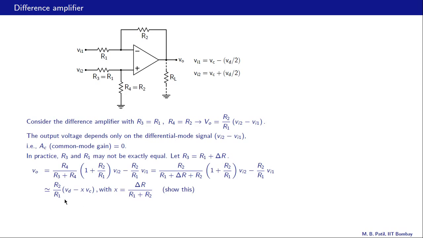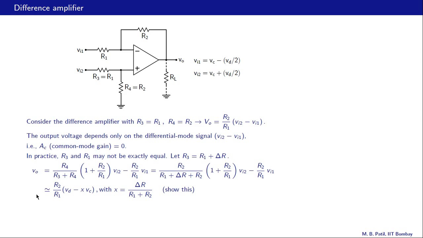R2 by R1 times VD, the differential input mode signal, minus x times VC. VC is the common mode input signal. Now this part is the same as before, R2 by R1 times VD, but now we have added this common mode part, and therefore the common mode gain is not 0 anymore.